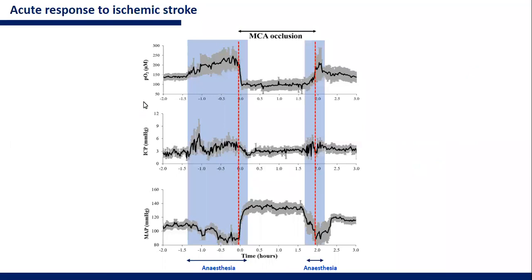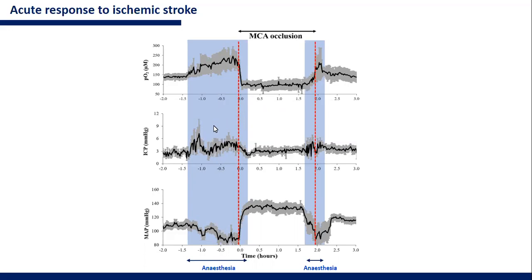Now, this is a kind of interesting slide for me. This figure shows the acute response to stroke, shown in 60 seconds of average data. The left y column contains the mean arterial pressure, intracranial pressure, and tissue oxygen before, during, and after stroke. The blue shaded area represents the anesthetic period. In this case, we used isoflurane as the anesthetic agent.